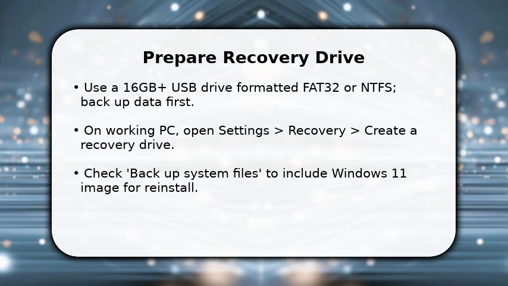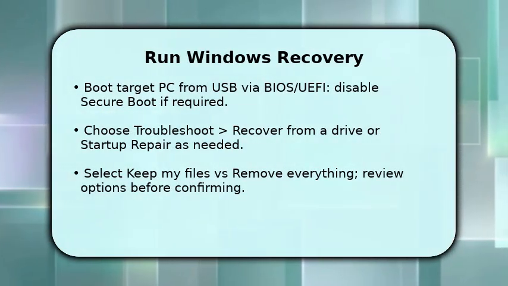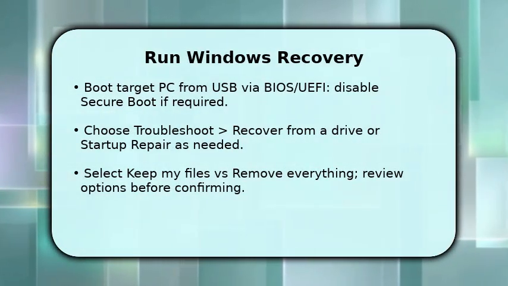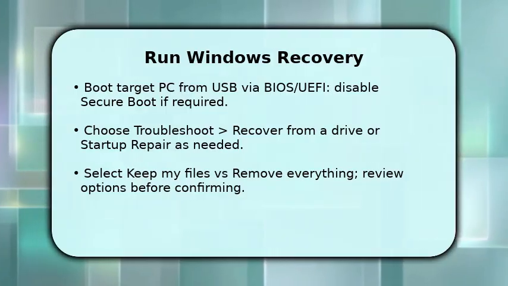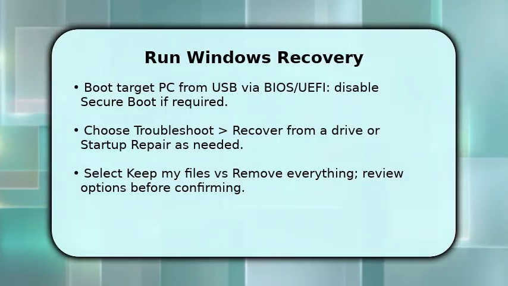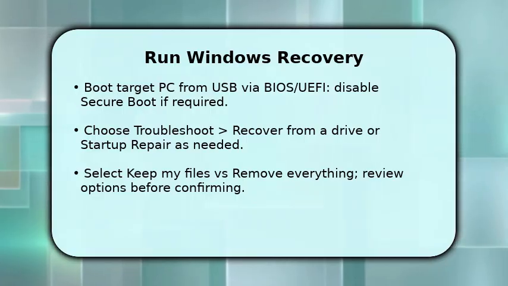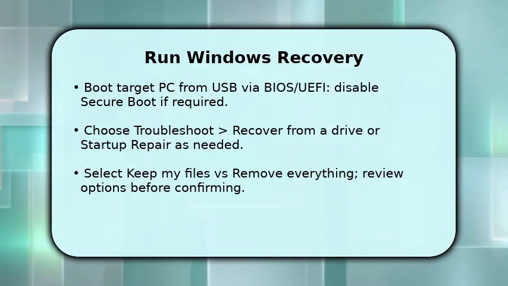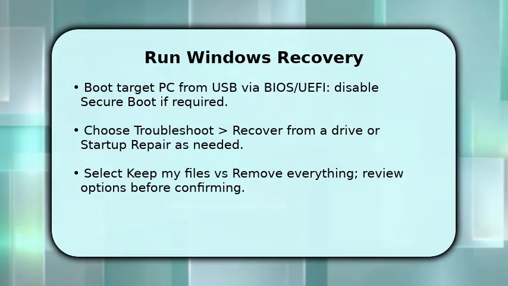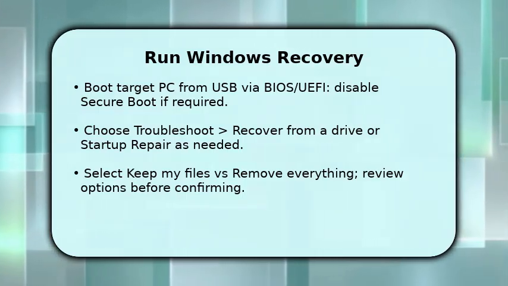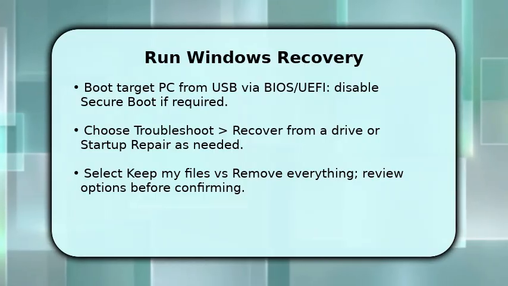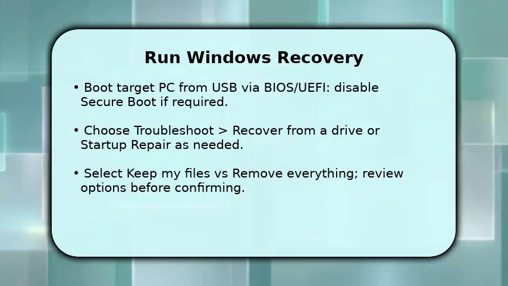You now boot the affected PC from the prepared USB, enter UEFI/BIOS, pick the USB, and disable Secure Boot only if it blocks the media. Once Windows Recovery loads, choose Troubleshoot, and then either start up Repair to fix boot issues or Recover from a drive to reinstall using the image on the USB.